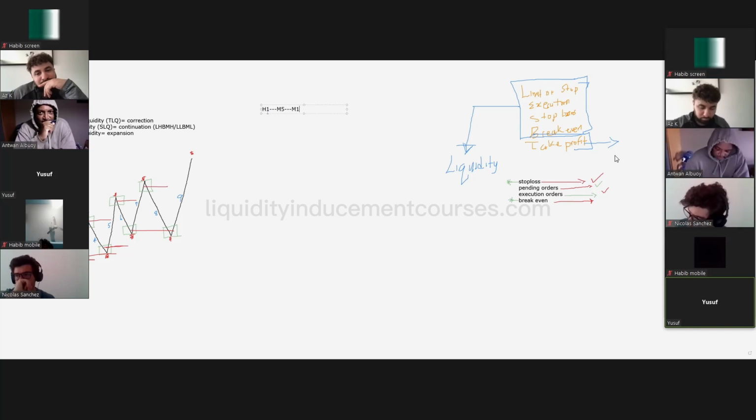Anybody can type out those writings you guys are doing and then drop it in the group for every other person to benefit from, okay?